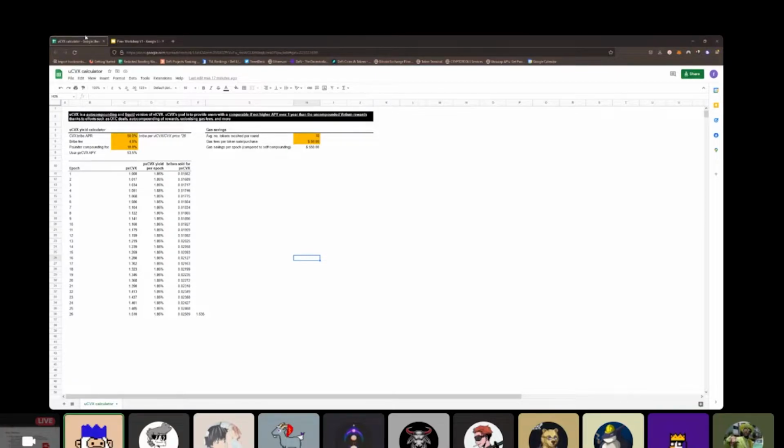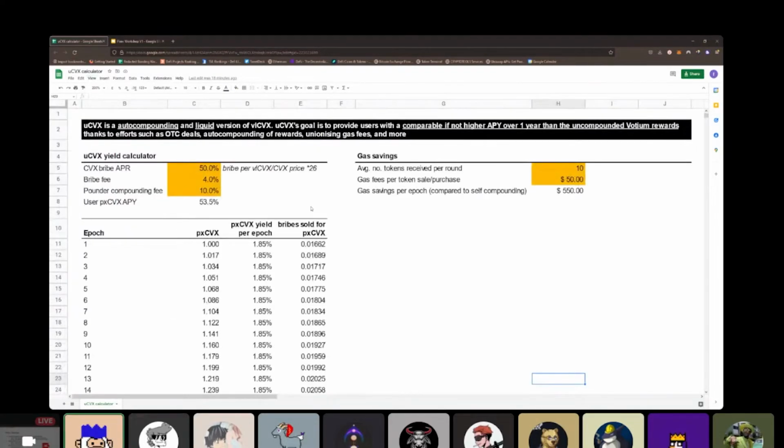So with easy mode and uCVX, the offering is an auto compounding and liquid version of vlCVX, but the goal is really to provide a comparable, if not higher, APY than the uncompounded Votium rewards. What this calculator does is it takes the key inputs, which is, Funky, is there a way to zoom in on this before you dive into the numbers? Yeah, one sec. Is that better? Yeah, way better.